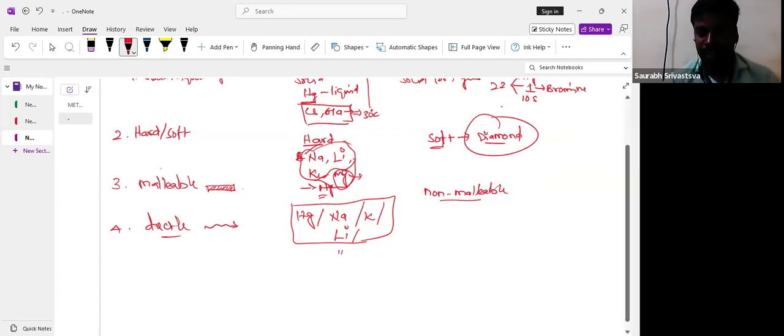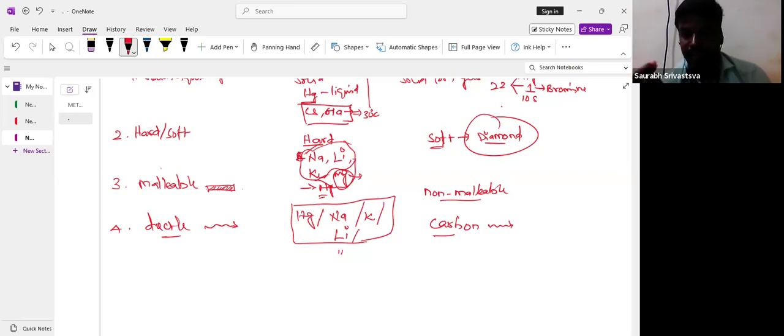Next, non-metals. Which material can we make a thin wire from? Carbon. How is carbon made into a thin wire? Carbon fiber. For example, the fibers in a sensory toothbrush are made up of carbon fibers. So only carbon can be made into a thin wire.